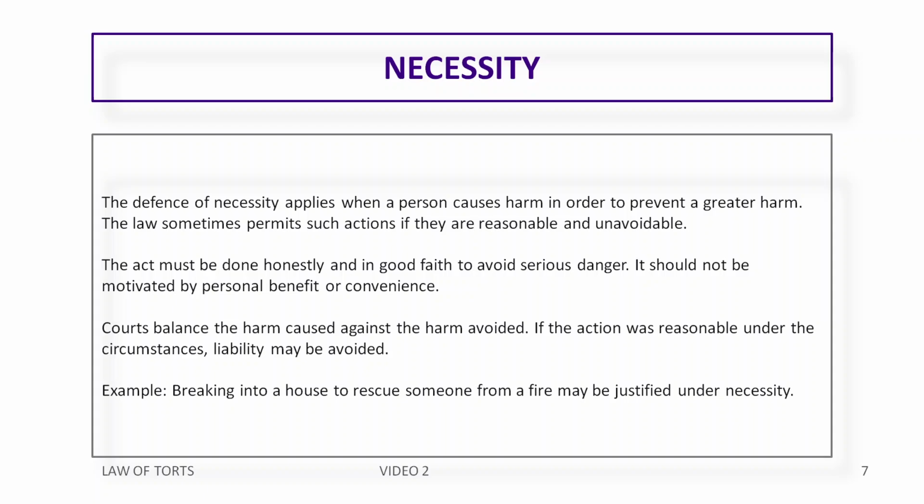For example, if a person breaks open a locked door to rescue a child trapped inside a burning house, the damage caused to the property may be excused under the defense of necessity. The law recognizes that the action was taken to prevent a greater harm.